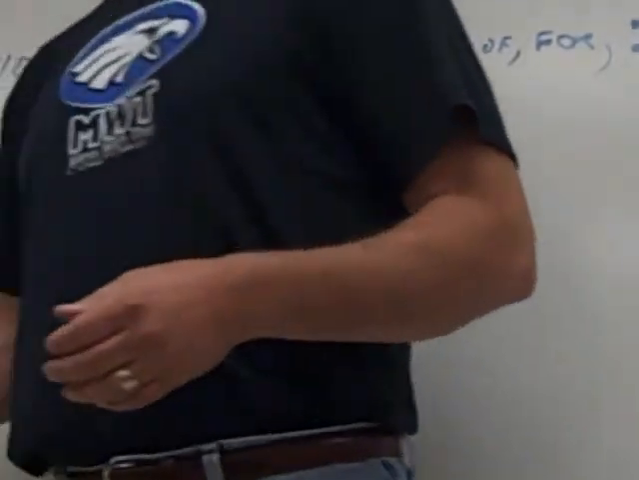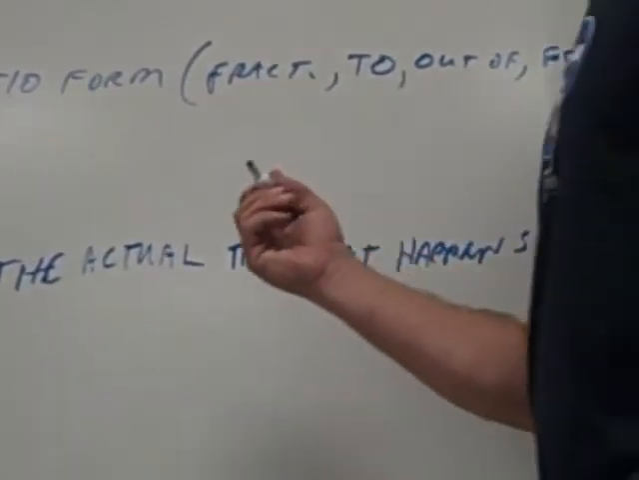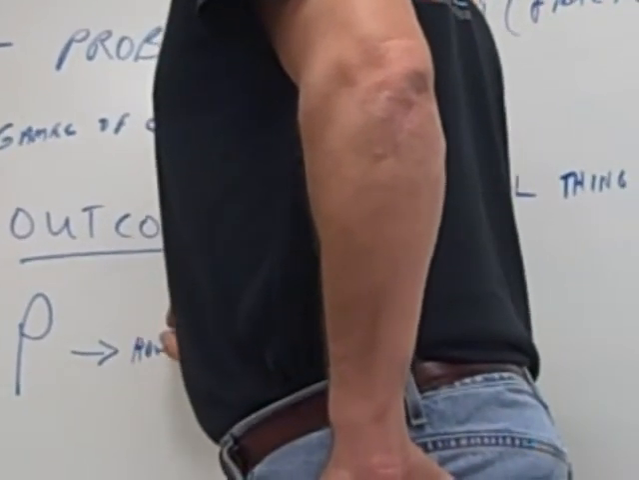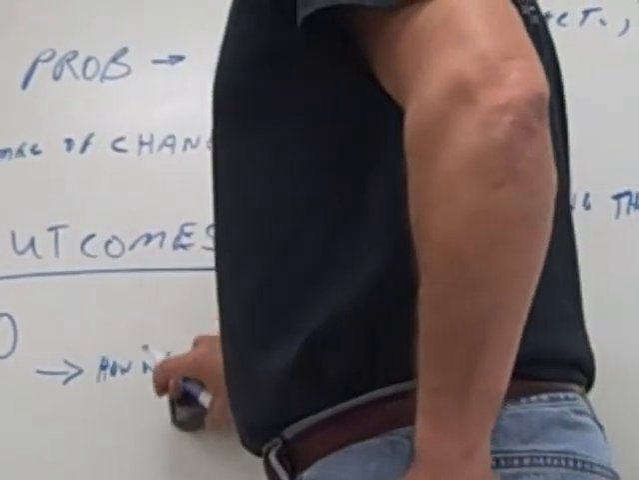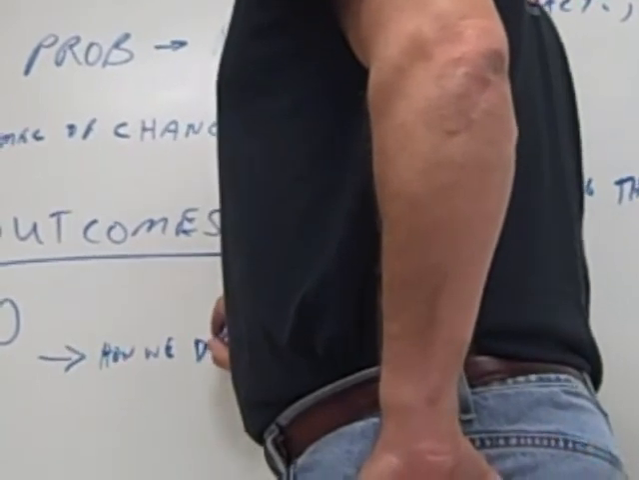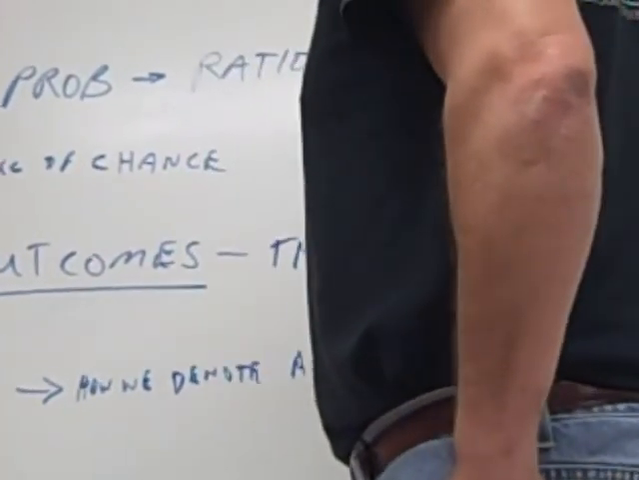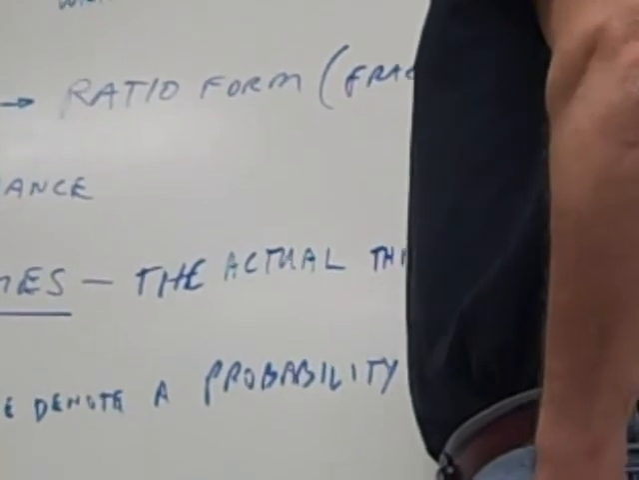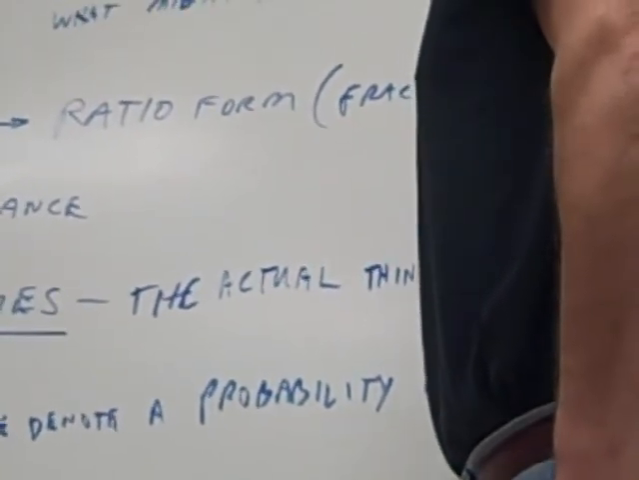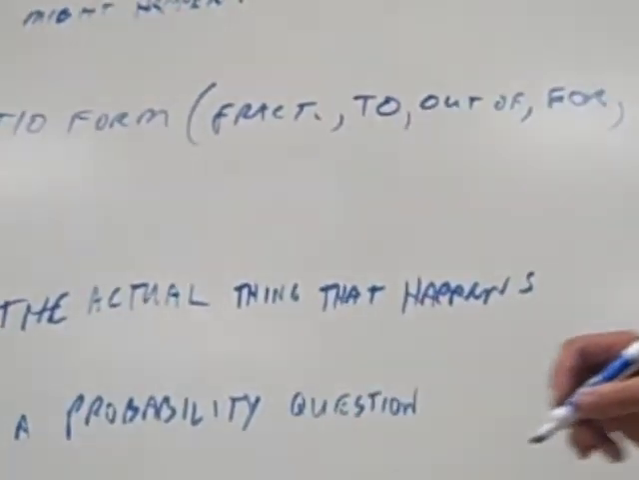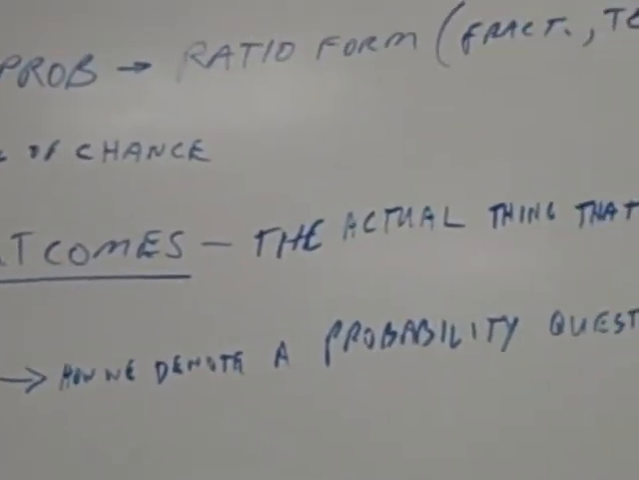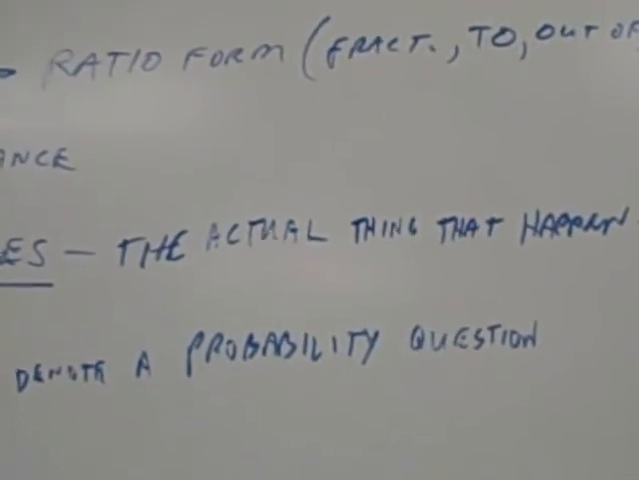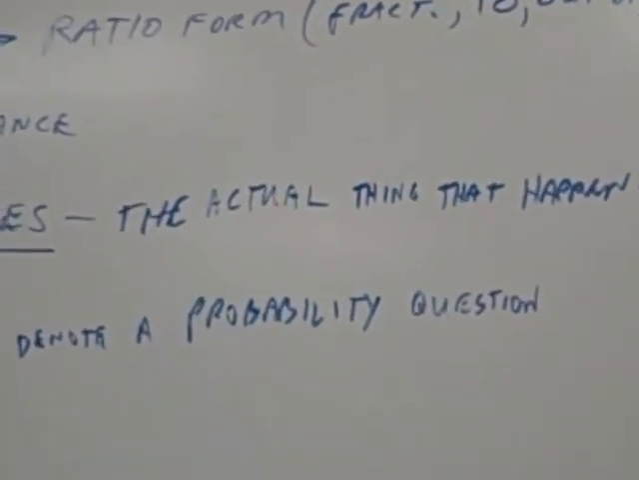Now, the capital letter P is how we denote a probability question. Denote means show. It's how we write down a probability question.